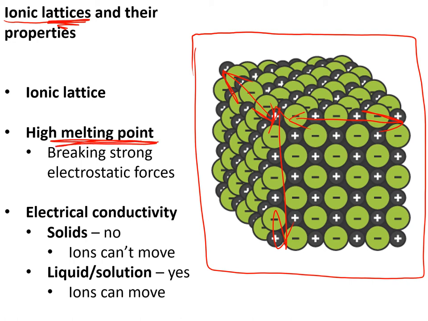Now, these things have a high melting point. That's because when something's melted, it means the ions are free to move around, and that requires you to break these very strong electrostatic forces between the ions.